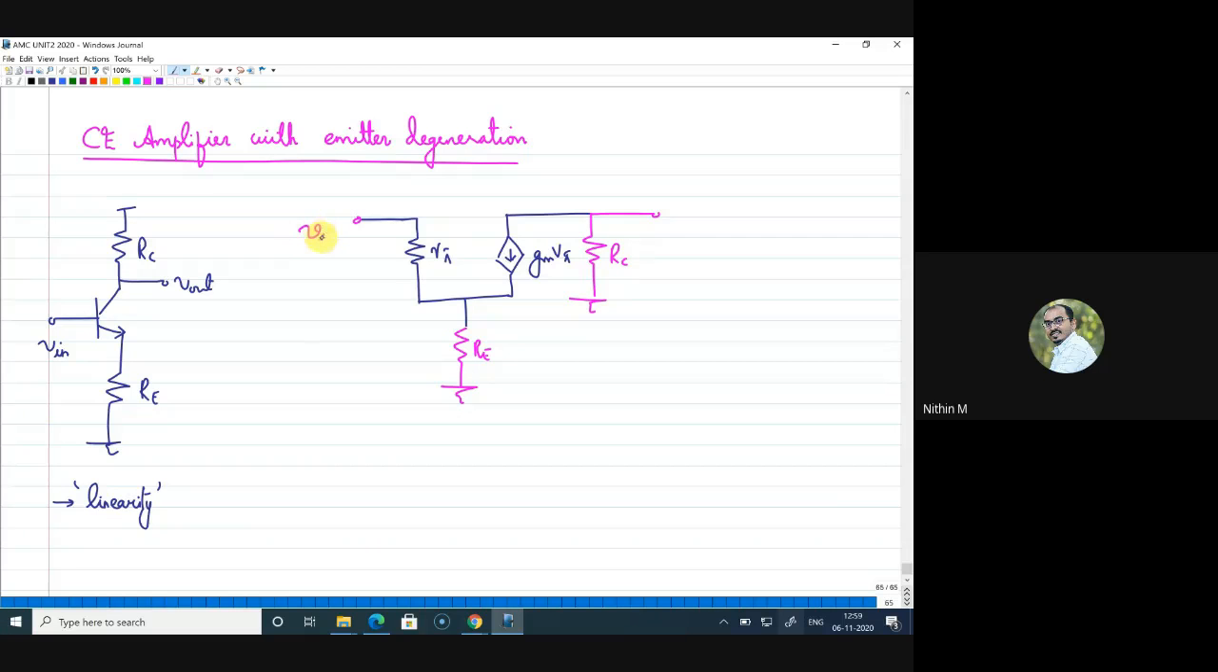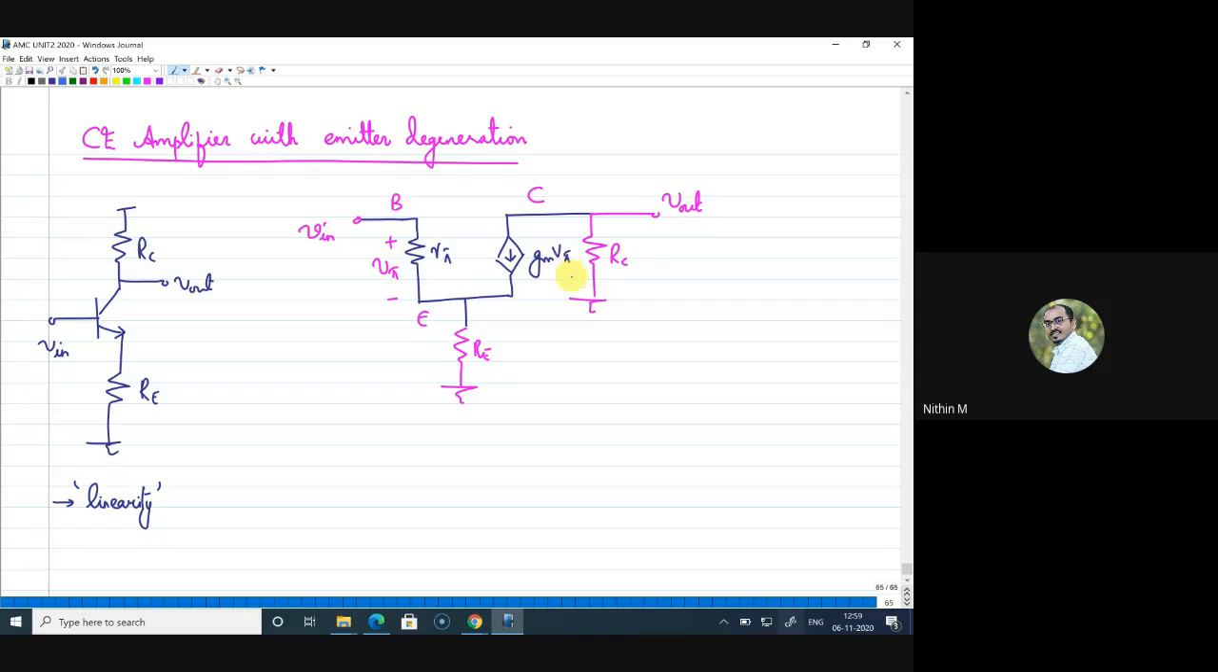Now this is the V in point, this is base, this is emitter, and this is collector, right? So the voltage across R pi is actually V pi, that also we know. Now what we have to do is write equations to evaluate V out by V in, right? You can try out different ways. I'll take this route.